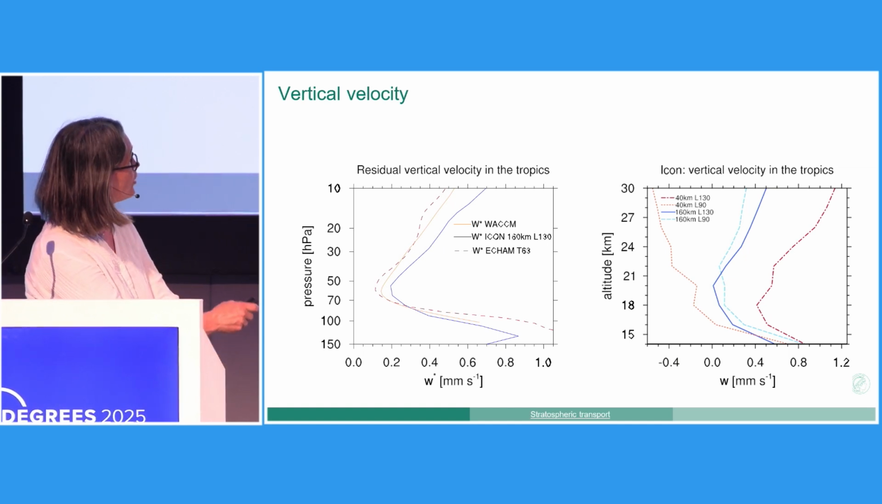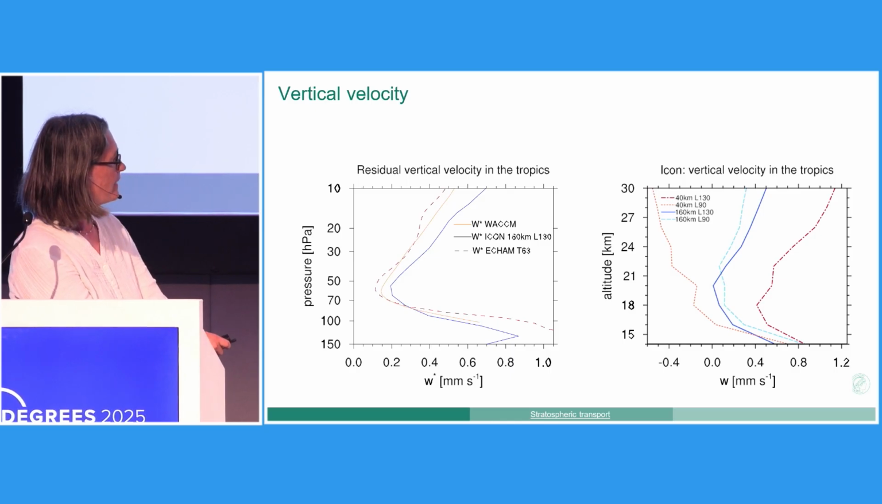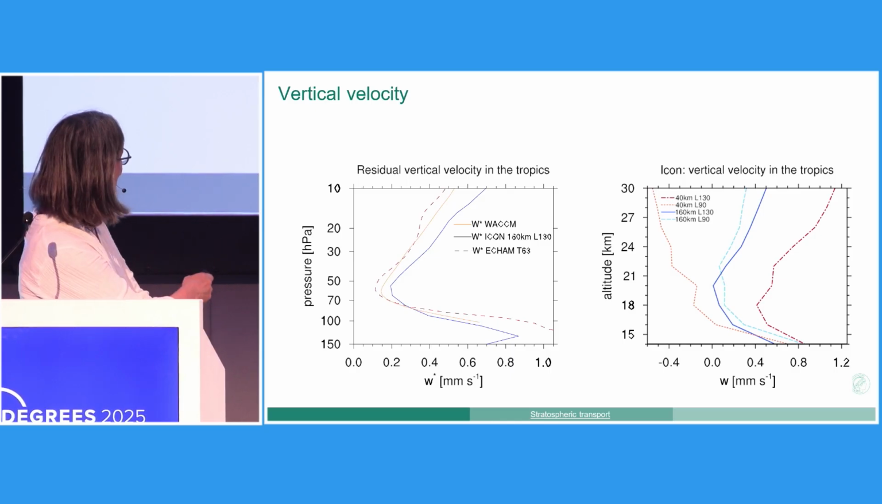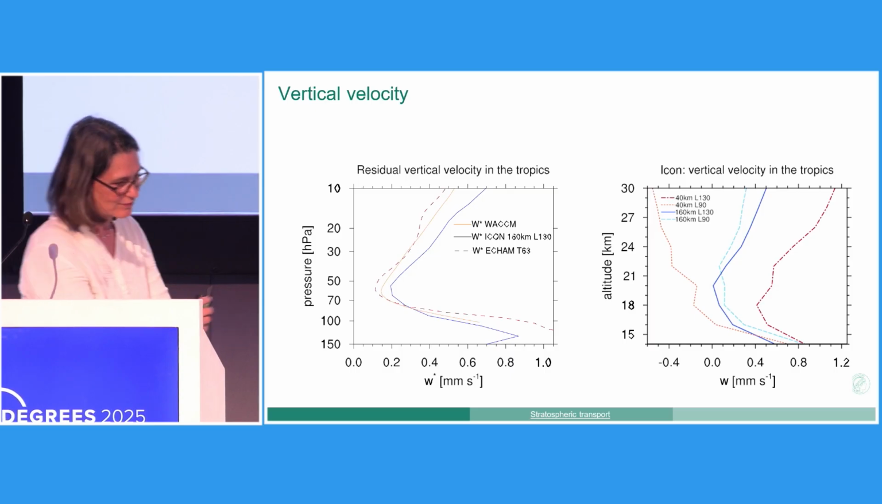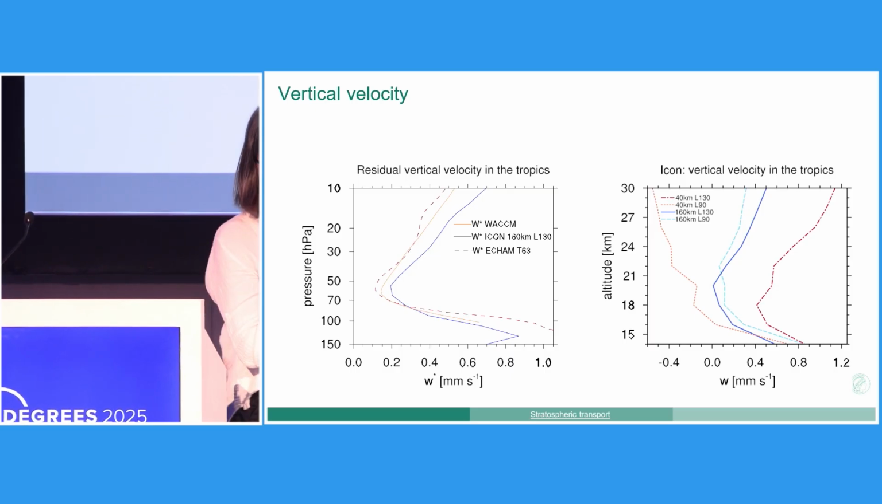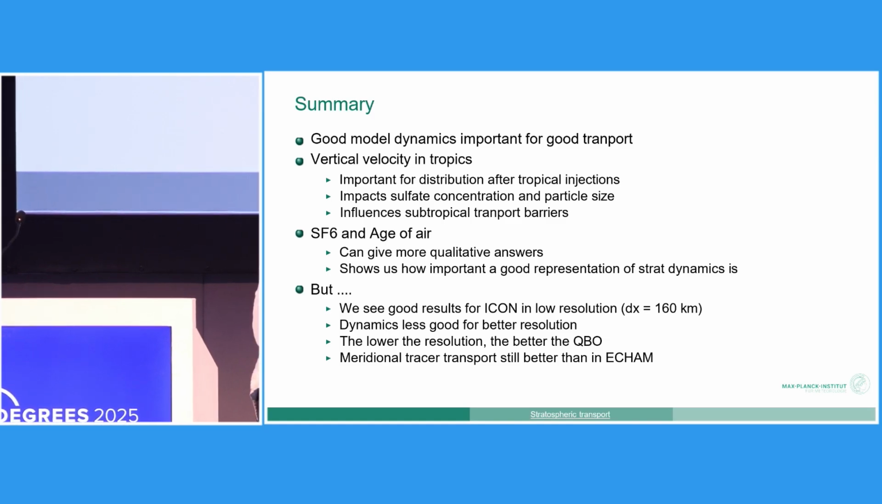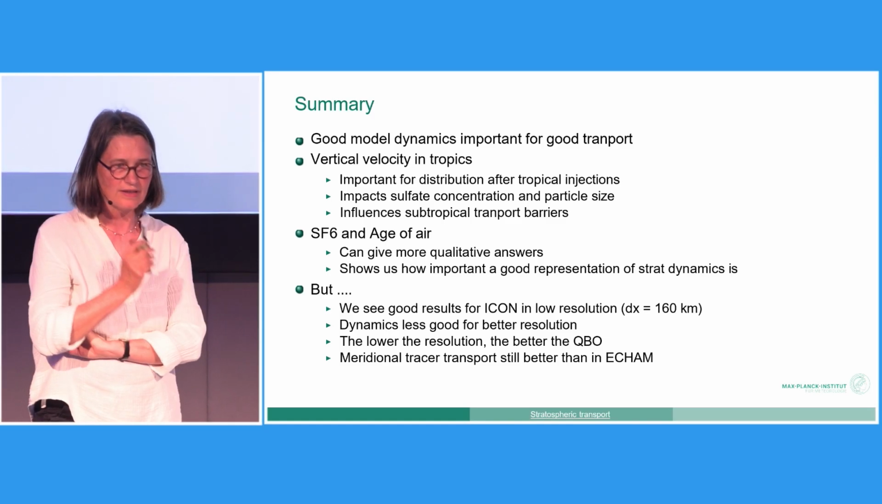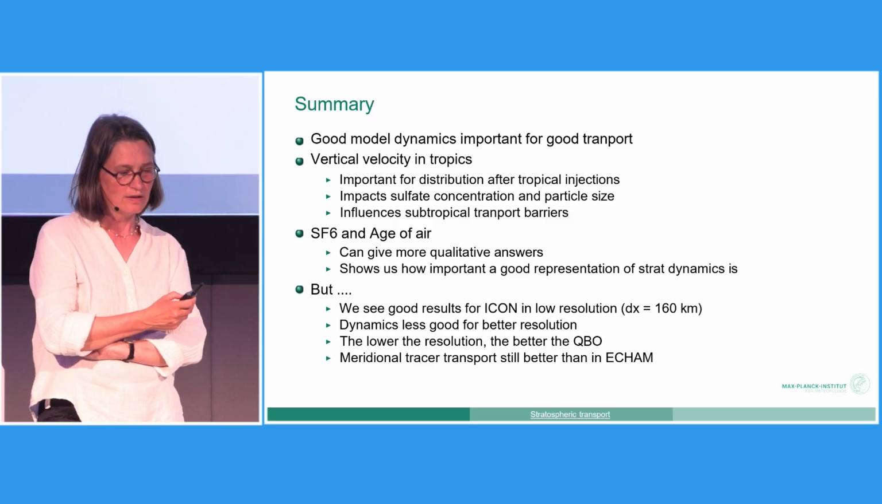And this is the vertical velocity for my different cases, showing that the blue line, which is too fast but gave the best results, is even faster in the other cases. So again, it's important that we have a reasonable transport here. As I said, we need good dynamics in order to get good results for solar radiation management studies.